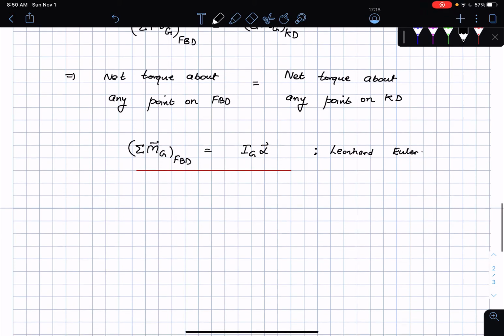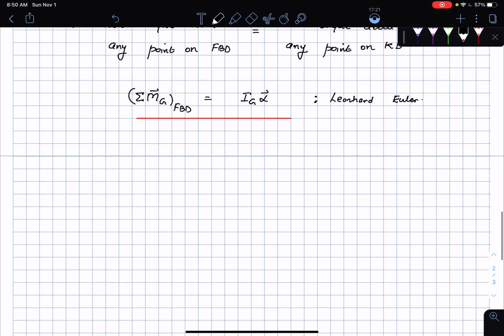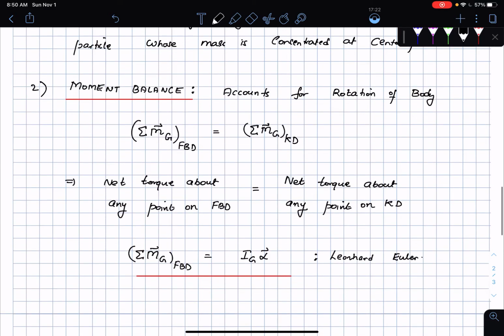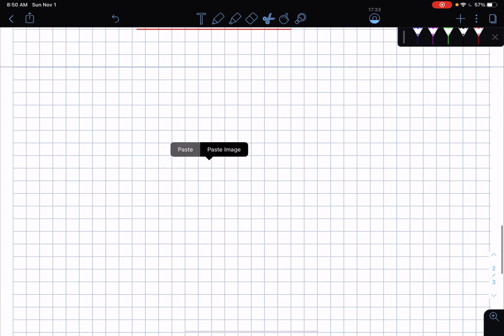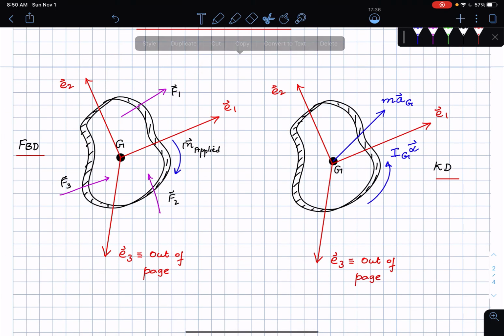Okay, then it also means that I can choose to sum moments about a different point in the body. Let's see what happens here. Let me take the same figure. This is the free body diagram. This is the kinetic diagram. I'm just going to copy this and bring it down here so that we can see what we're doing.